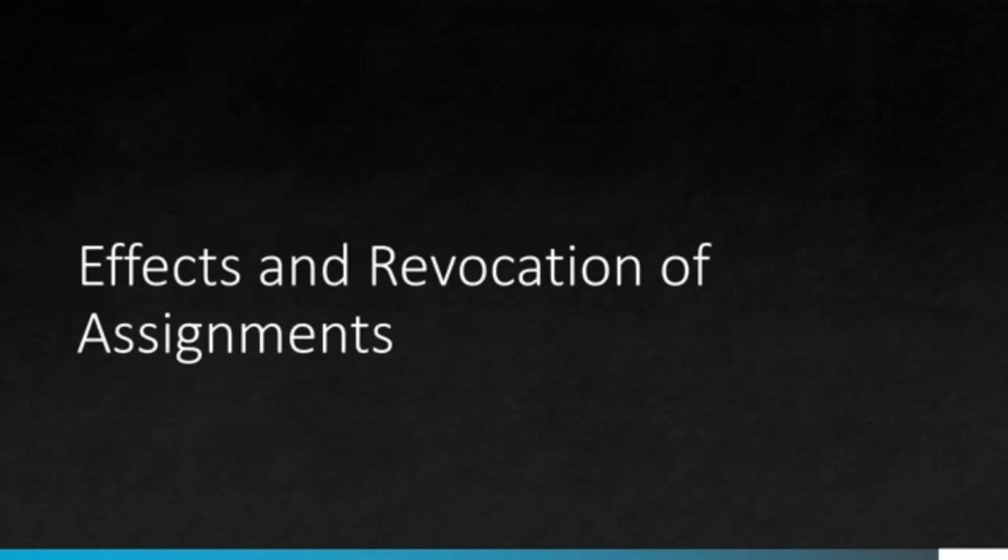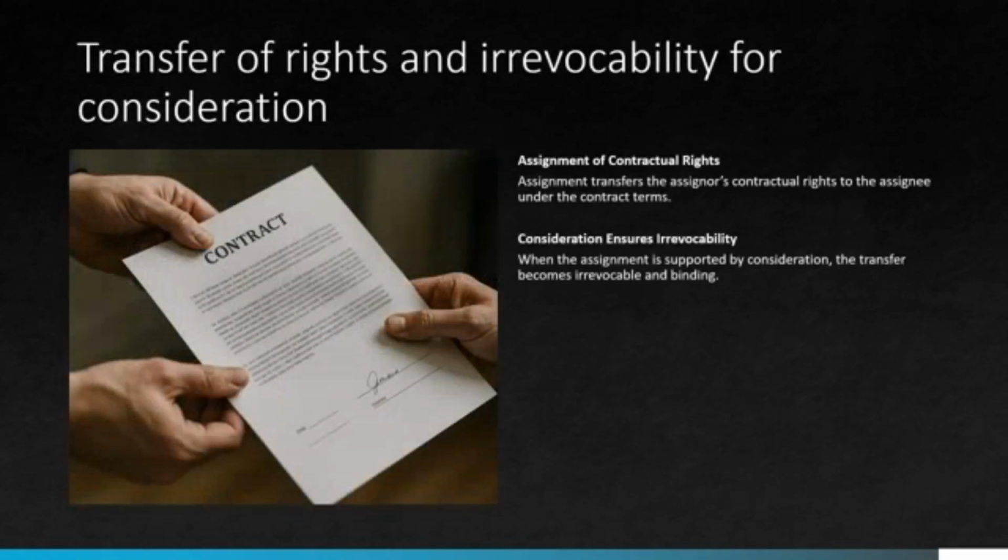So what are the effects of assignments and the revocation of assignments? What do they look like? Actually, if done properly, it assigns or transfers the assignment rights under the contract to the assignee. So the new person gets the rights under the contract that the original party of the contract had. That's what we mean by assigning.